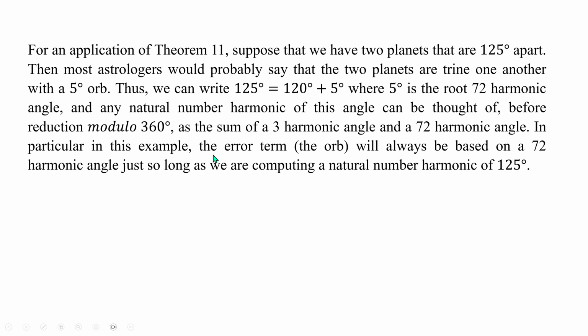In particular, in this example, the error term, the orb, will always be based on a 72 harmonic angle, just so long as we're computing a natural number harmonic of 125 degrees. Okay, so that's always very interesting. If you multiply 125 degrees by any natural number and then reduce it modulo 360 degrees, you're always going to wind up with a 3 harmonic angle plus a 72 harmonic angle.